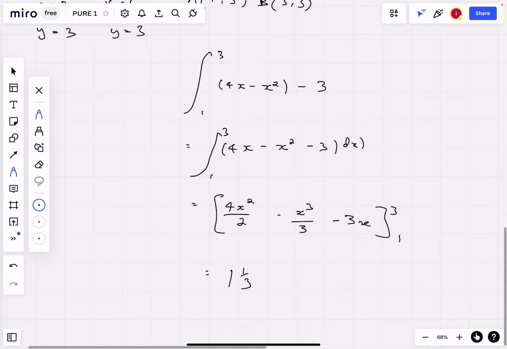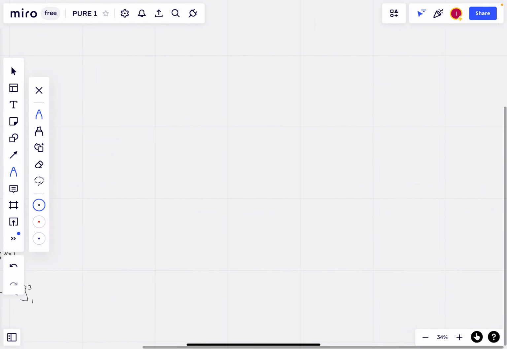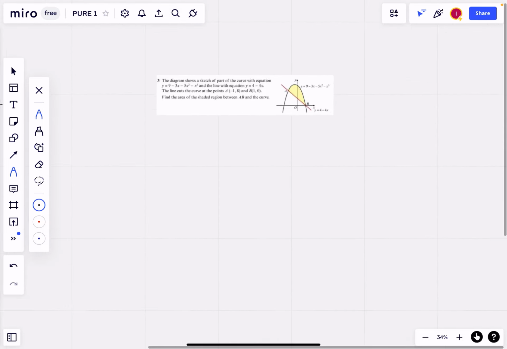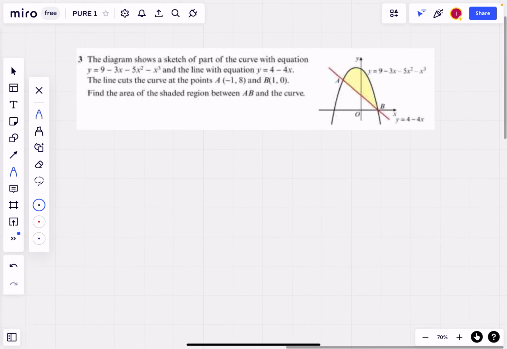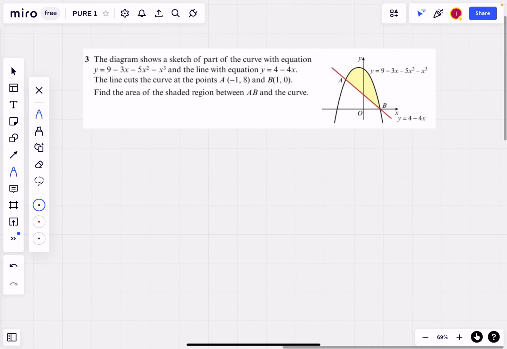You find your intervals, you label which function is fx, which function is gx, and fx is always the one above. In your integral, you do fx minus gx, and then you do everything as normal. Okay, have a look at that question for me, please.